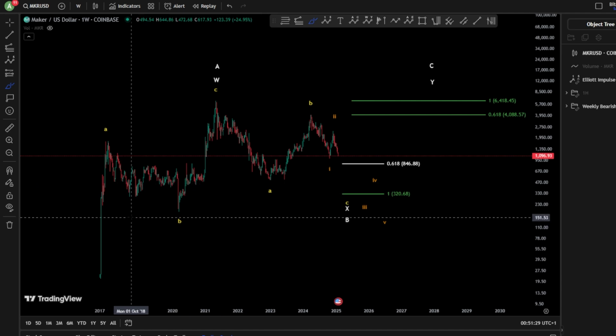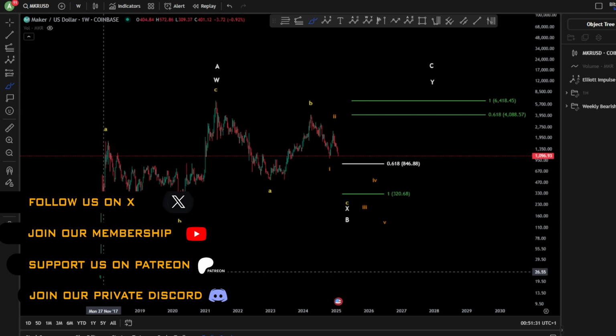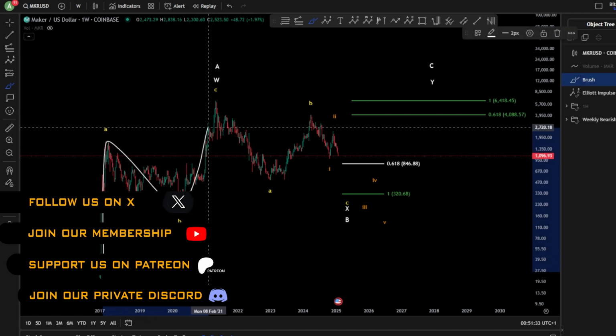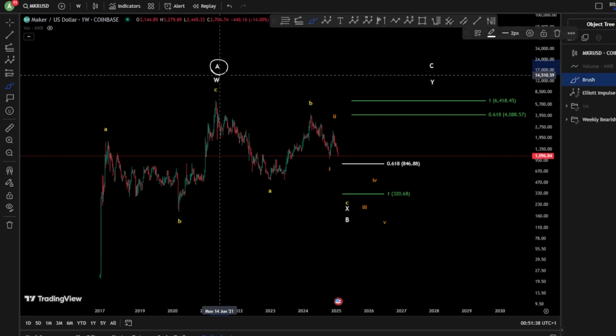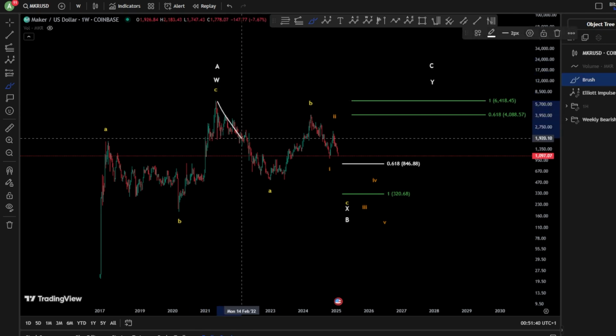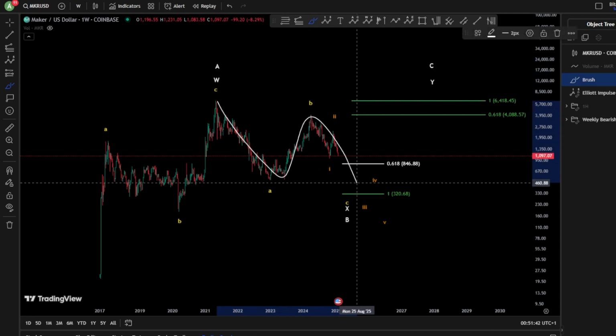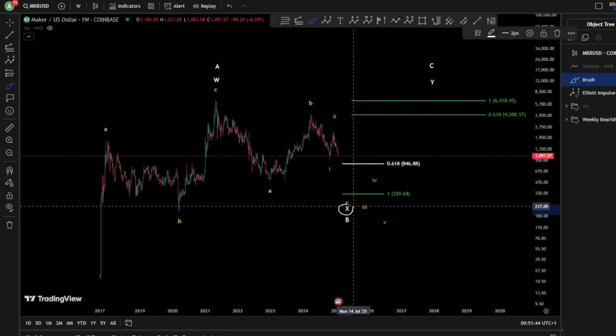Starting on the weekly chart here, we are looking at the all-time history for Maker, where we see an A, B, and a C, three waves toward the upside, finishing a wave W or a wave A. After this, we would like to see another three waves toward the downside to finish a wave X or a wave B.